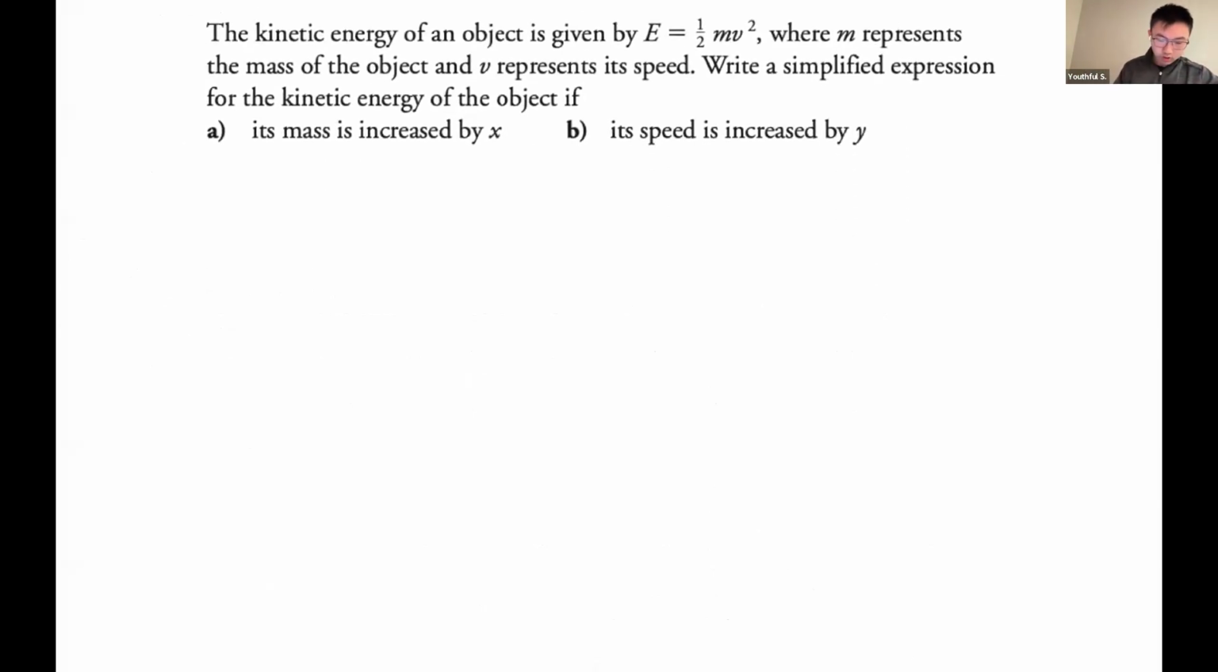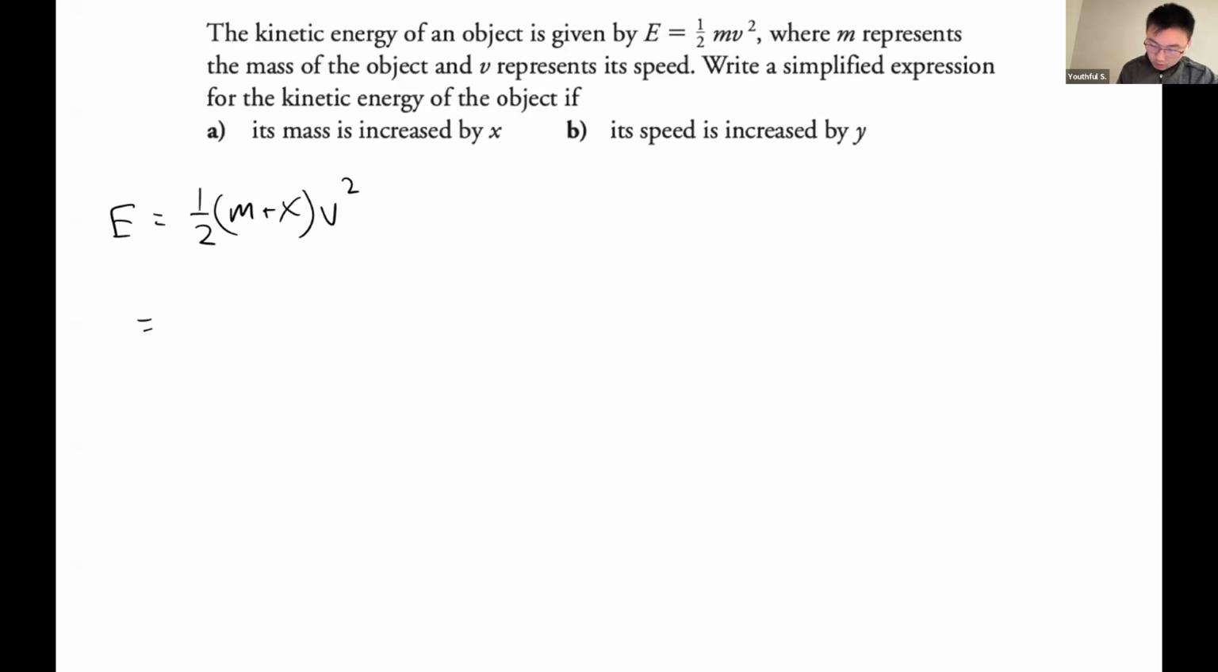Okay, and then we have one more here. The kinetic energy of an object is given by E equals 1/2 mv squared, where m represents the mass and v represents its speed. Write a simplified expression for the kinetic energy of the object if its mass is increased by x. So we have energy equals 1/2 (m plus x), that's increased by x, and then v squared.